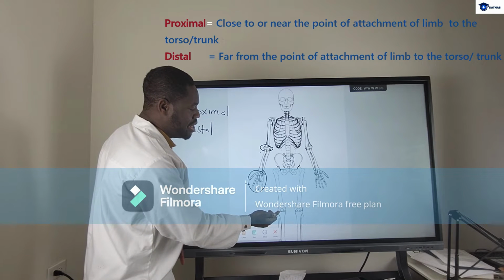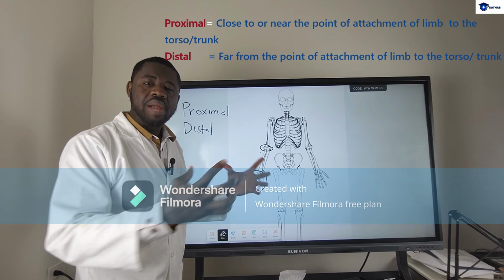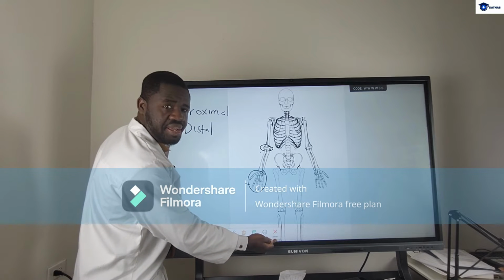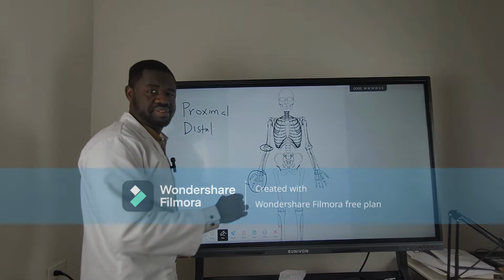So the knee and the foot, how can we describe the relationship? The knee is proximal to the foot, while the foot is distal to the knee.